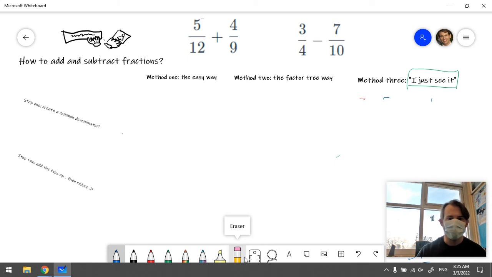So let's take a look. I missed some stuff, yeah, but that'll be fine. 3 over 4 minus 7 over 10. First of all, start with a prediction. Imagine these two numbers and say, about what does that look like? Like, what is that going to be?